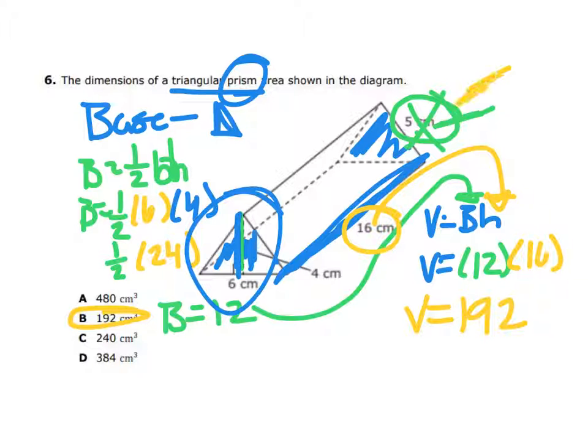Common mistakes, like I said, are using 5. This is a distractor. It's not needed. Another common mistake is forgetting to take half of the triangle. If you made a mistake or you need to make corrections, make sure you do that, and then move on to the next problem.